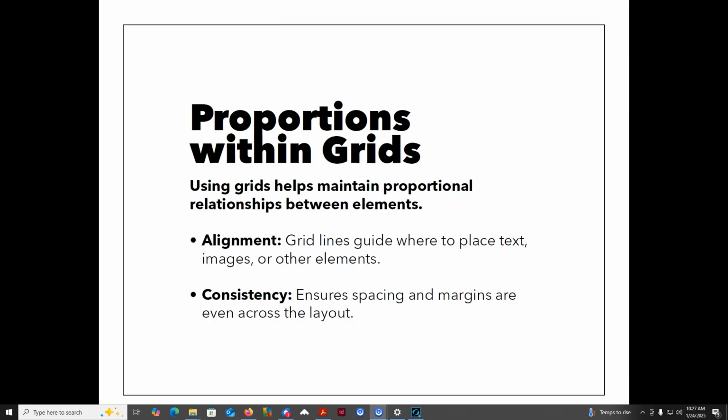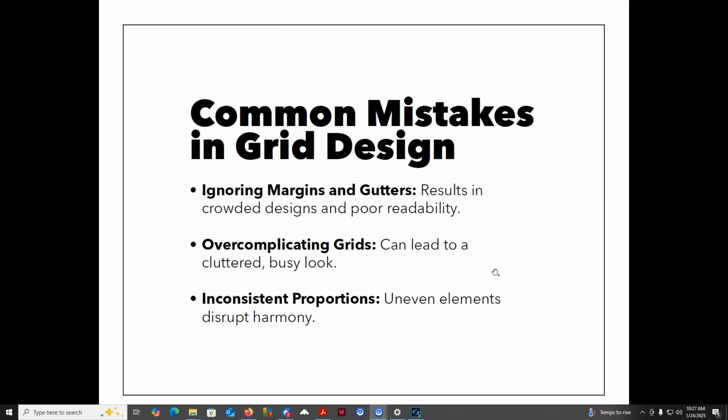Proportions with grids: using grids helps maintain proportional relationships between elements. Alignment: grid lines guide where to place text, images, or other elements. Consistency ensures spacing and margins are even across the layout. Like with column grids, we keep those lineups equal and the spaces between columns equal. Common mistakes in grid design: ignoring margins and gutters results in crowded designs and poor readability.